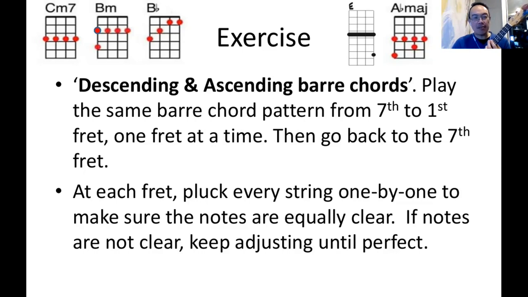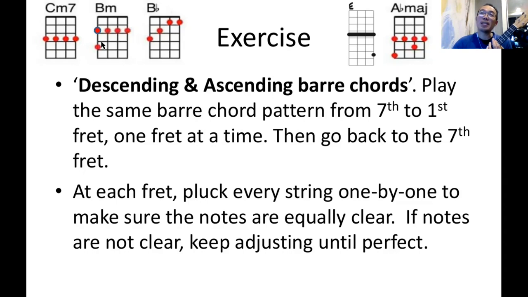And then let's go to fret number 6. Fret number 5. Fret number 4. 3. 2. And 1. And go back up. 2. 3. 4. 5. 6. 7. And then that was the C minor 7 shape.